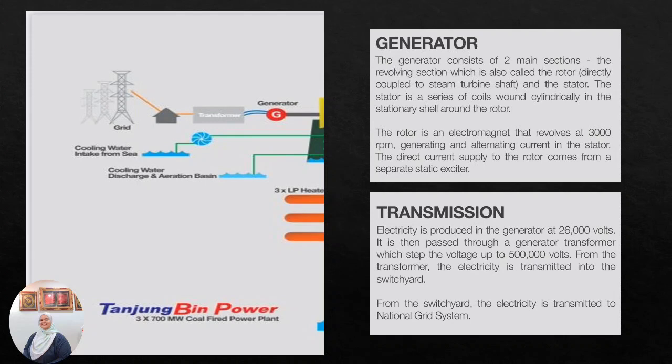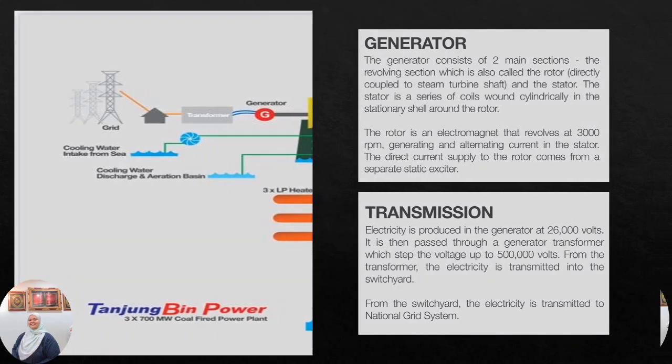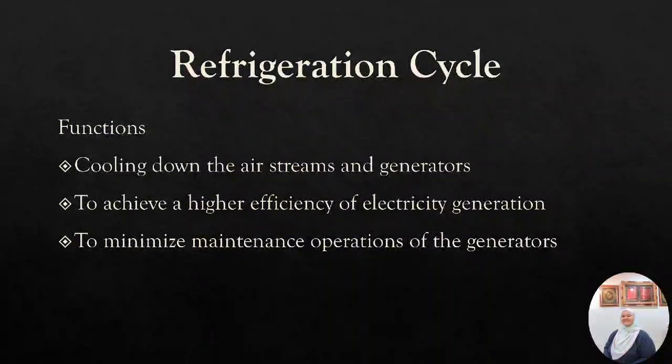And the last one is transmission. Electricity is produced in the generator at 26,000 volts. It is then passed through a generator transformer, which steps the voltage up to 500,000 volts. From the transformer, the electricity is transmitted into the switchyard, and from the switchyard, the electricity is transmitted into the national grid system.